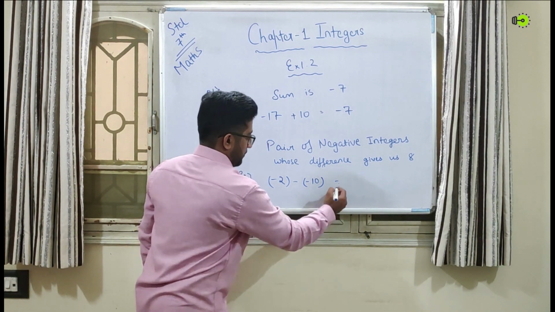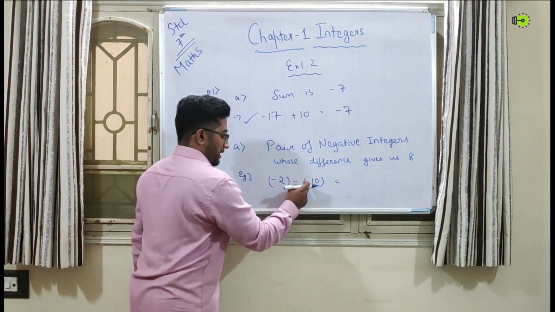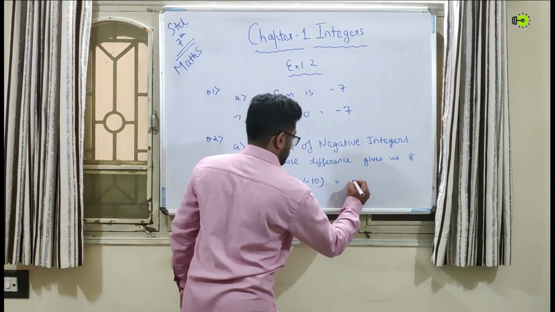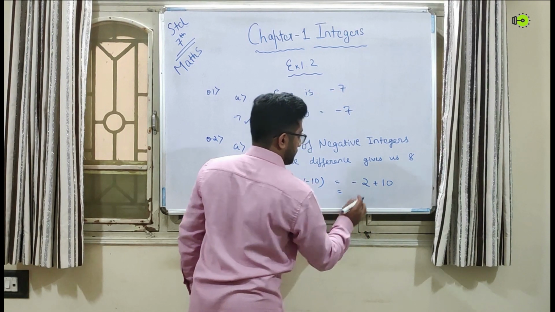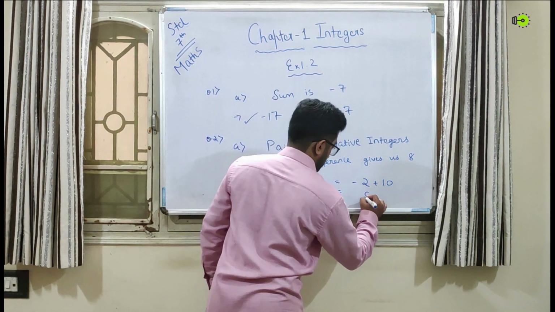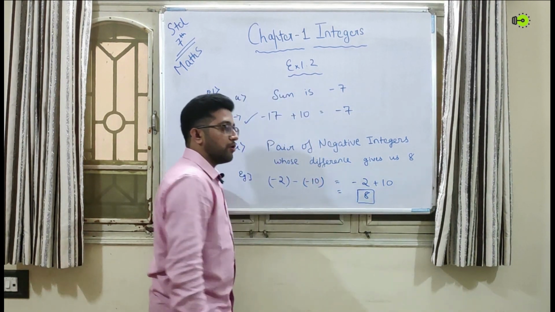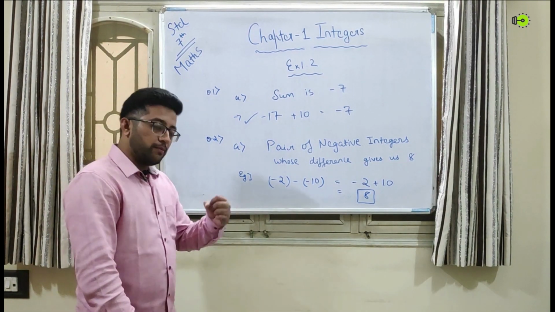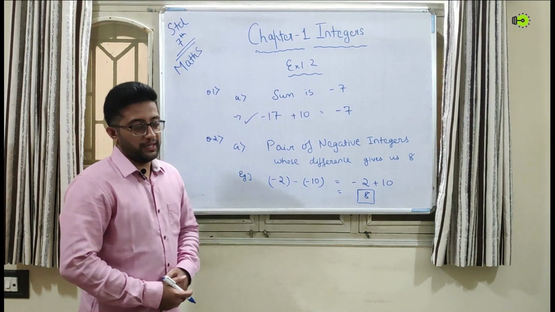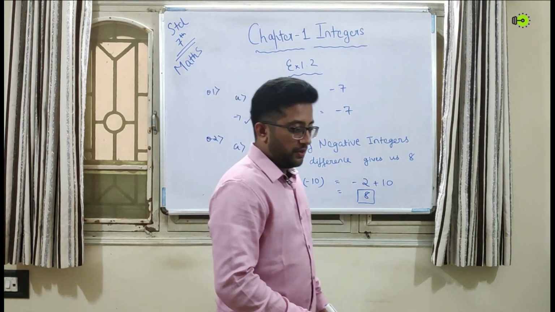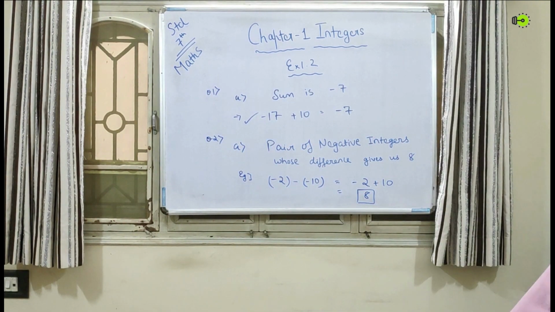So now let us check: minus minus is plus, sign of greater, so minus 2 plus 10, and now plus minus minus, sign of greater, that is 8. So we have got one pair of integers whose difference gives us 8. Similarly you can try B and C.